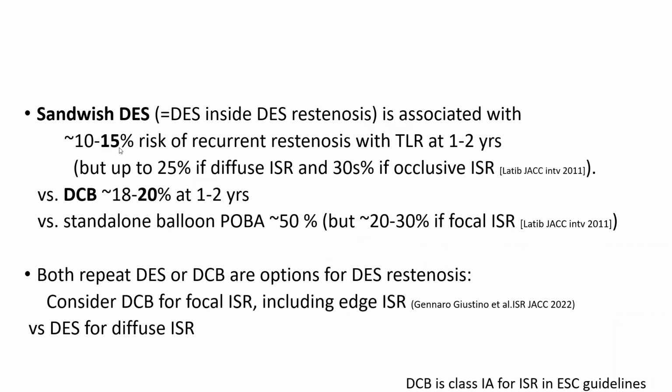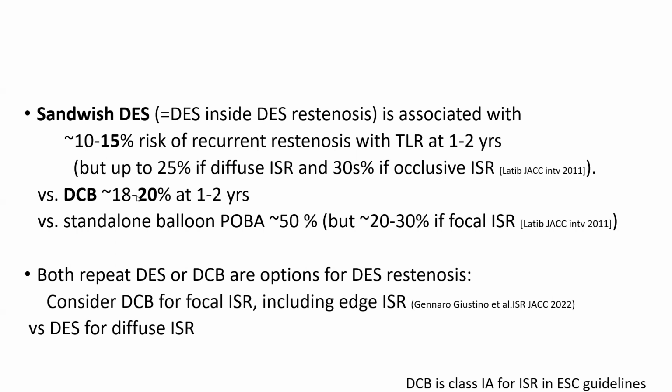You have close to 15% risk of recurrent restenosis at 1 to 2 years. But this number is higher if you're restenting diffuse ISR or if you're having occlusive ISR, up to 30% if you're restenting CTO ISR.